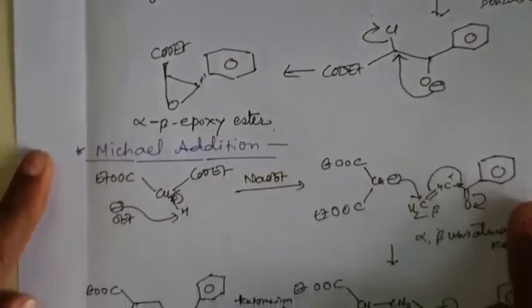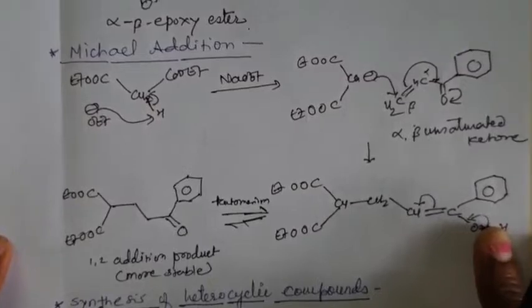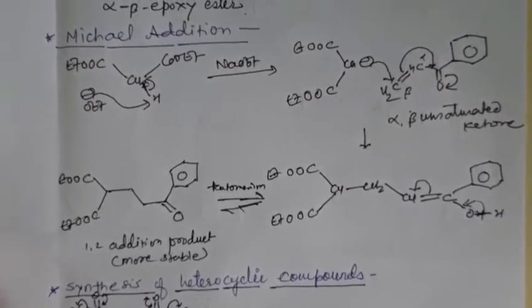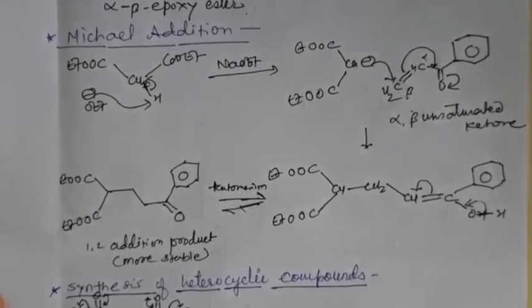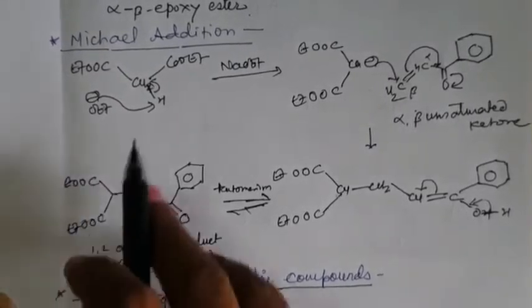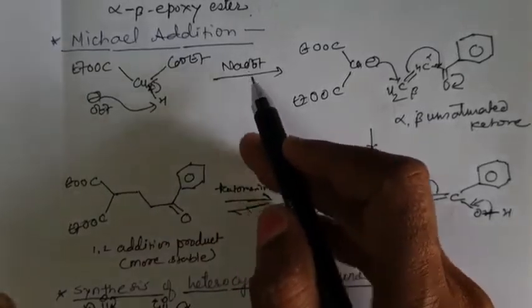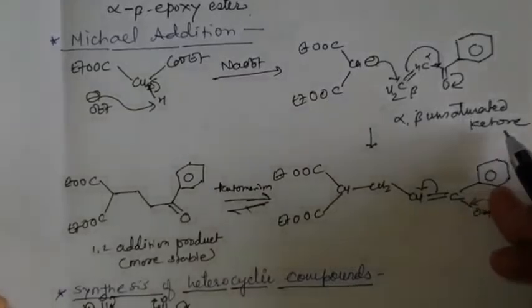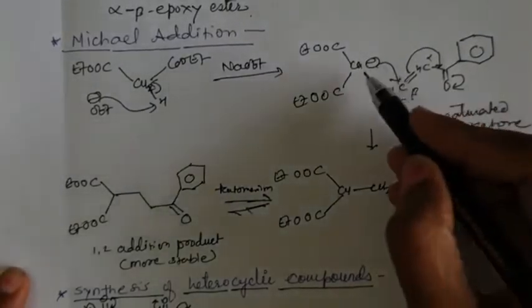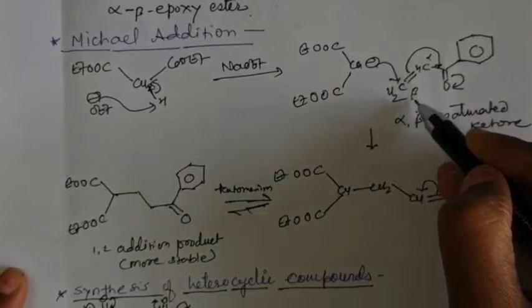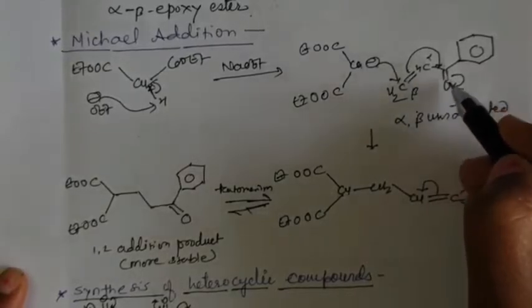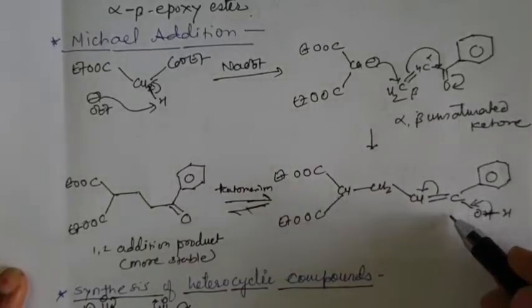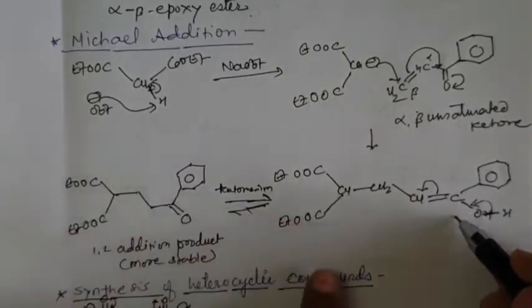Now the next reaction is the Michael addition reaction. Now in this Michael addition reaction, we are using diethyl malonate. So this is the diethyl malonate treated with sodium ethoxide. Carbanion is generated, and then this carbanion is treated with the alpha beta unsaturated ketone compound. So it is going to attack the beta carbon, and then this pi bond is shifted here, and this becomes O minus. So the next compound we get is the malonic ester.